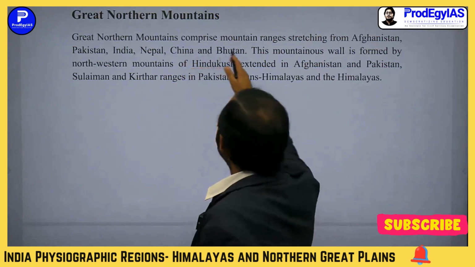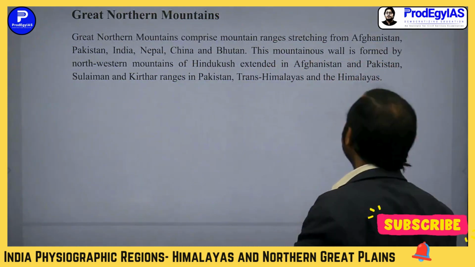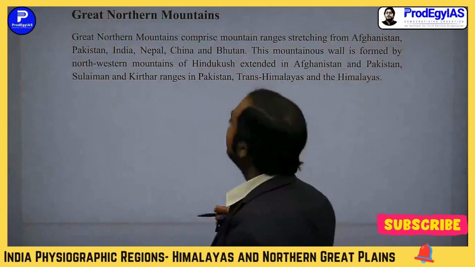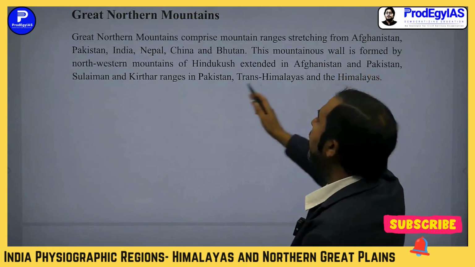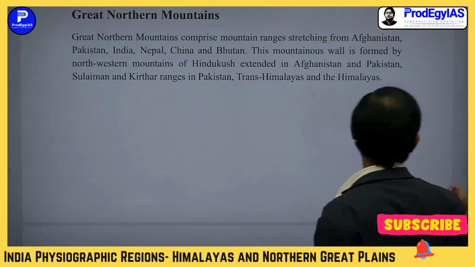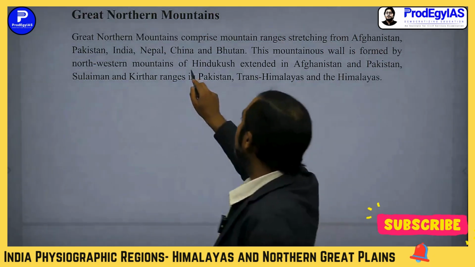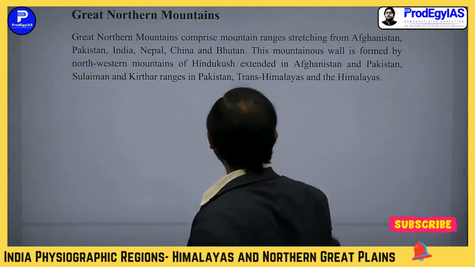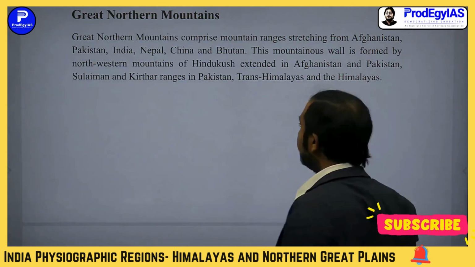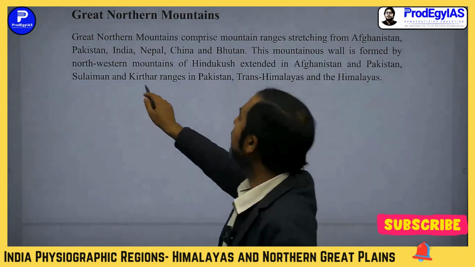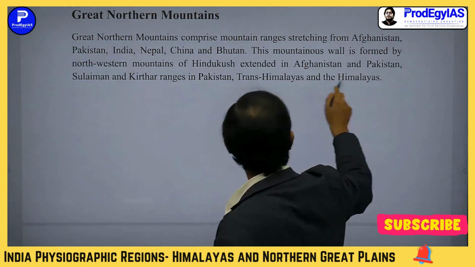Great Northern Mountains comprise the mountain ranges stretching from Afghanistan, Pakistan, India, Nepal, China and Bhutan. This mountain wall is formed by the northwestern mountains of Hindu Kush. We have to see where Hindu Kush is and where its extension lies. Hindu Kush extended in Afghanistan and Pakistan, Suleiman and Kirthar ranges in Pakistan, and Trans-Himalayas and the Himalayas.